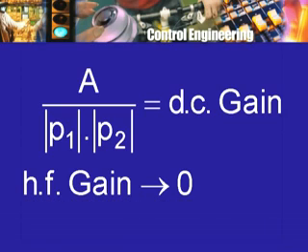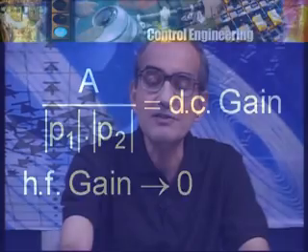Of course, this is something we had already seen in the polar plot. There was a DC gain which was non-zero, and the high frequency gain was 0, or as the frequency increased, the gain kept on reducing till in the limit it would be 0. So, this is as far as the gain is concerned. Now, what about the phase shift?